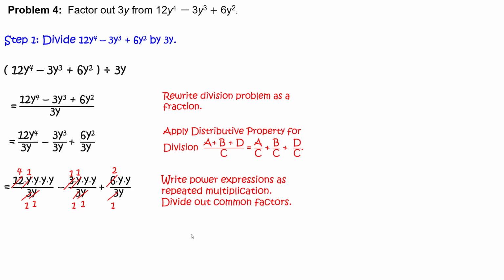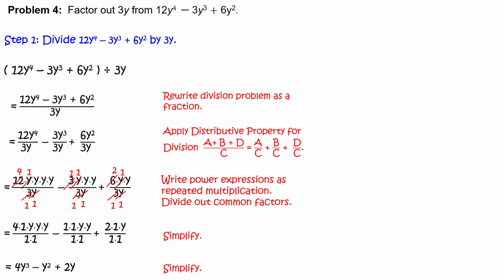6 over 3, I can factor out a 3 to get 2 over 1. And y over y, I can factor out a y to get 1 over 1. So if you simplify, you get 4 times 1 times y times y times y, 1 times 1, and so on. I'll just copy the rest of them. So you get, simplify further, you get 4y cubed. Obviously, dividing something by 1 times 1 is just 1. Minus y squared plus 2y.